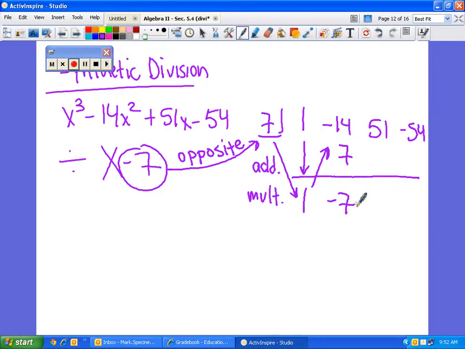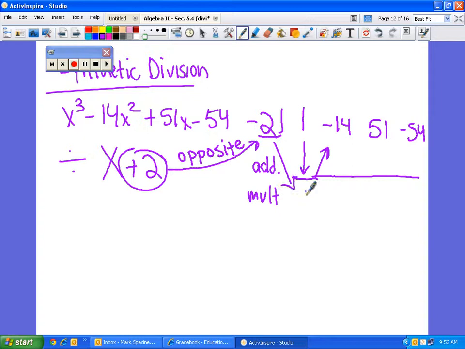Sorry, the whole problem is wrong. Okay, luckily we didn't get very far. So it's actually x minus 2. I'm sorry, it's x plus 2. So I'm going to put negative 2 here.